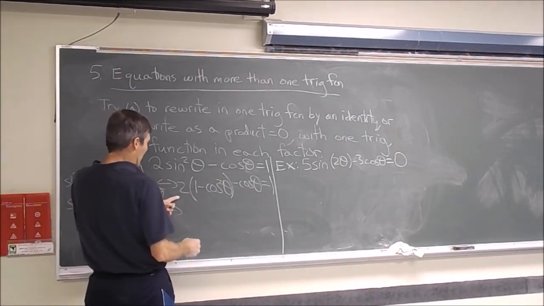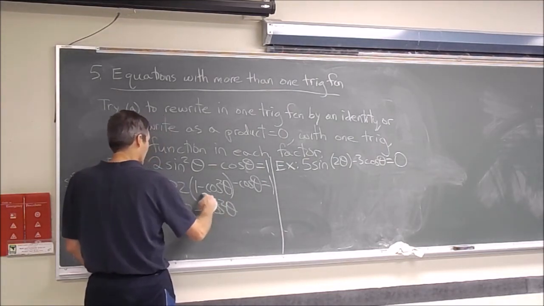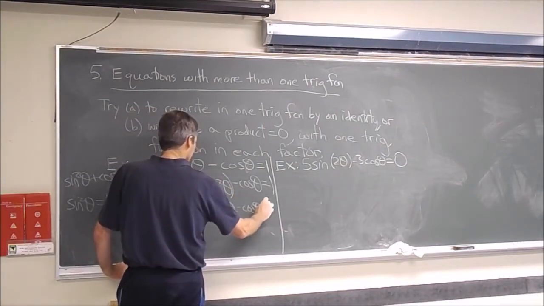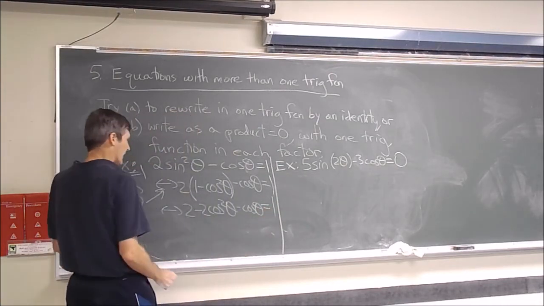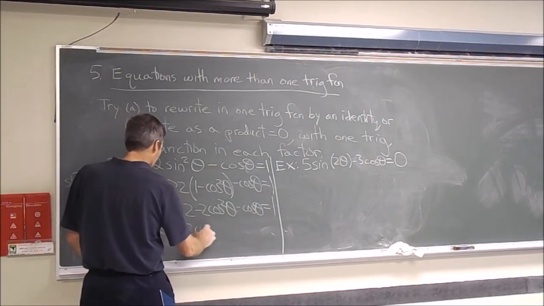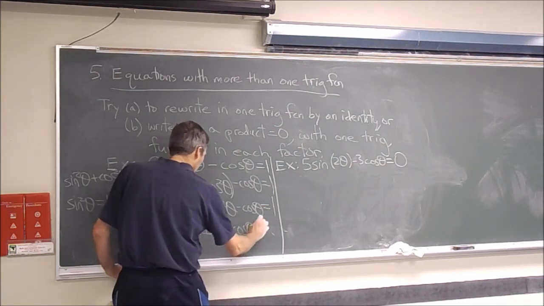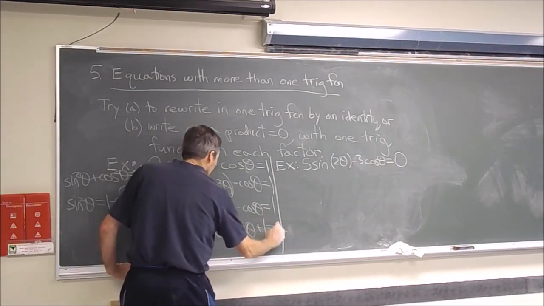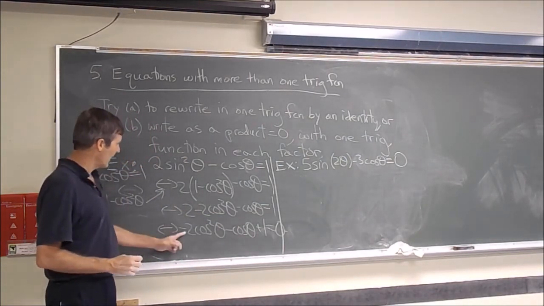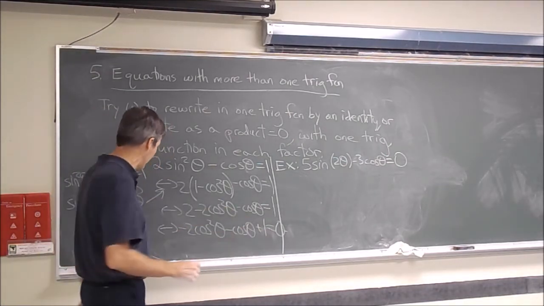If we multiply this out, we get 2 minus 2 cosine squared theta, alright, multiplying this out, minus cosine theta equals 1. And I can subtract 1 from each side and rewrite this as minus 2 cosine squared theta minus cosine theta plus 1 equals 0. I just subtracted 1 from each side and rearranged the terms. A cosine squared plus B cosine plus C equals 0. That's a technique we already had, right?